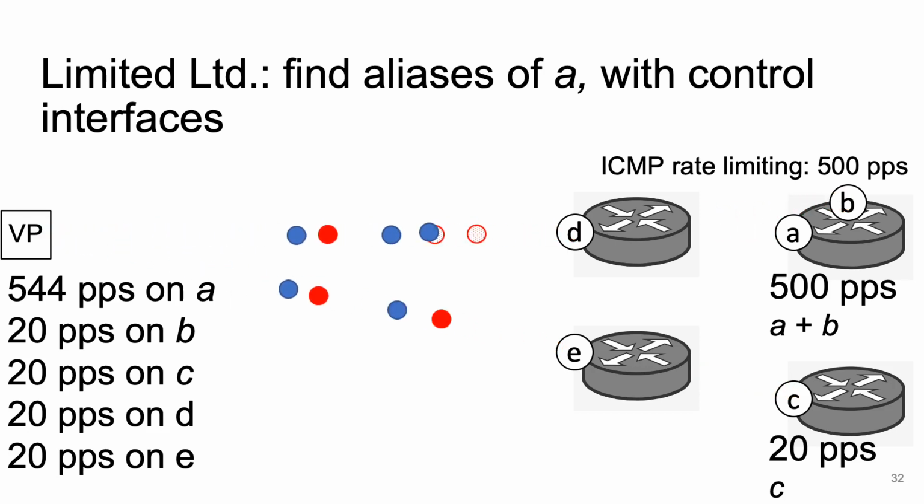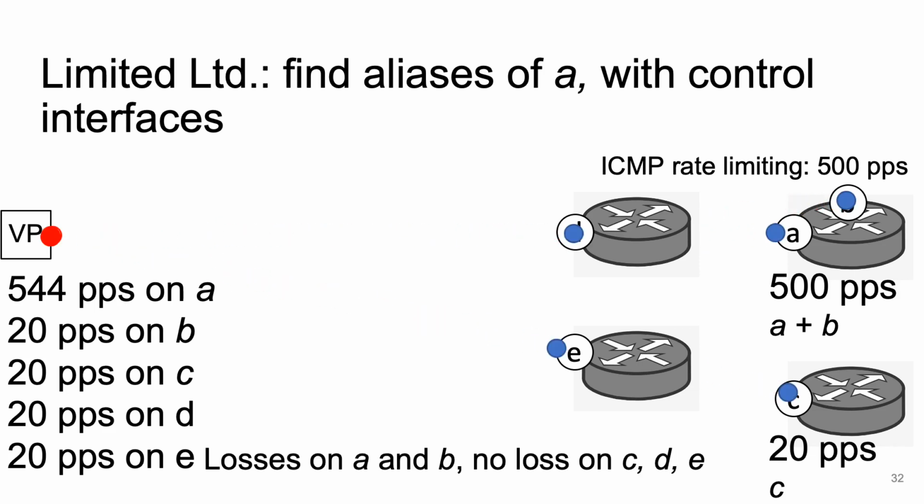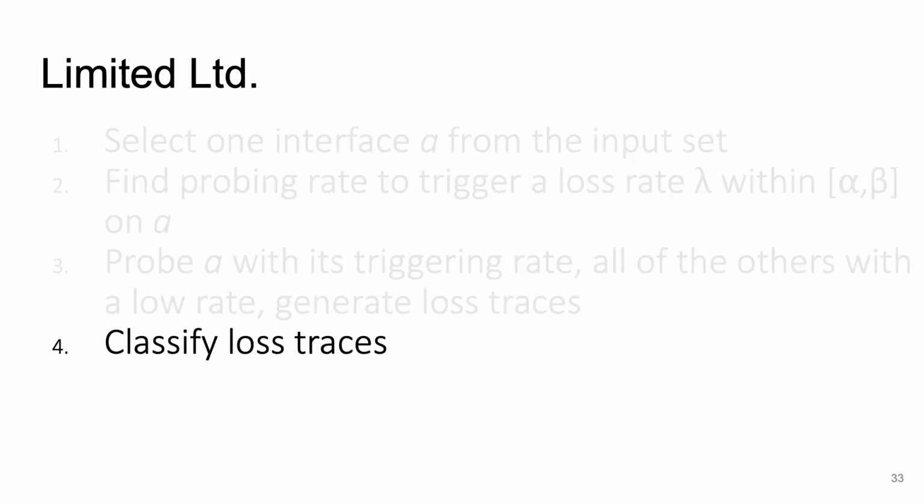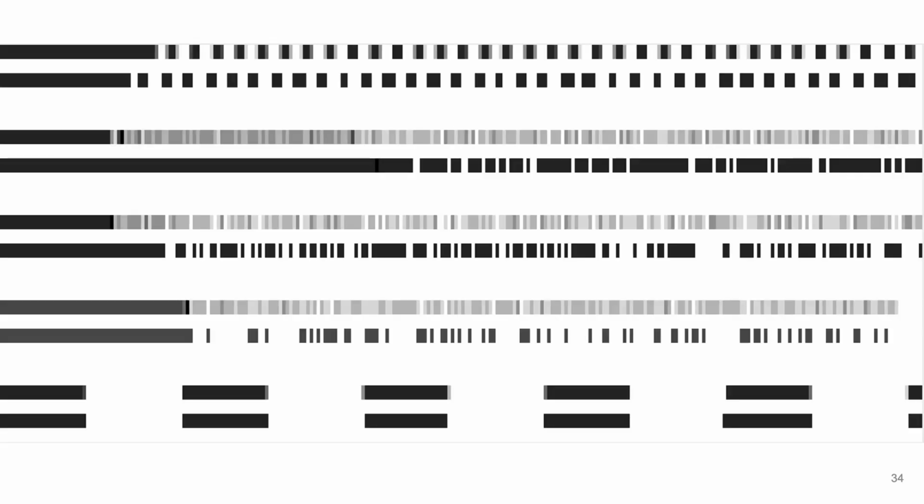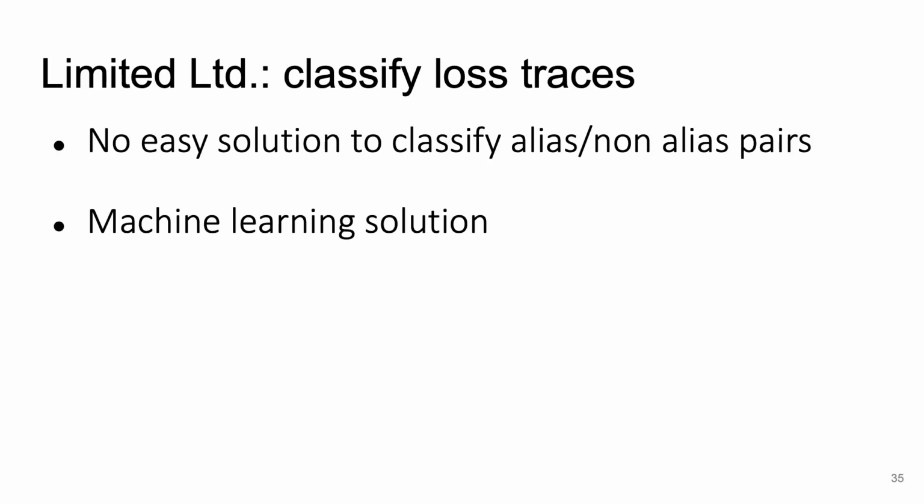So here we have a complete view of what happens, and the result of that is that normally there will be losses on A and B and low loss on C, D, and E. Once we have generated those loss traces, the challenge is to classify them to determine which of those loss traces correspond to aliases. And if you look at those traces, you see that there is no simple pattern that we could use here. So what we've come up with is a solution based on machine learning.